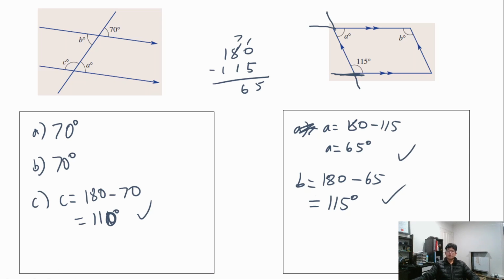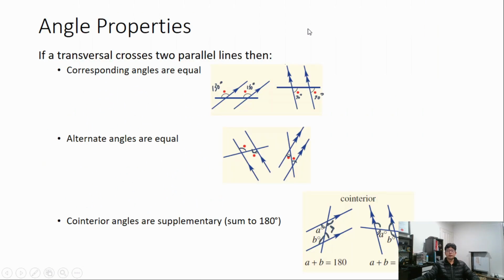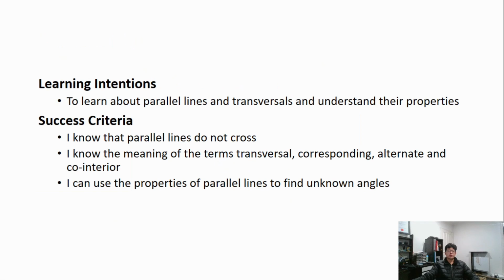Alright, so that brings us to the end of this video. Hopefully by now you guys are more confident with this topic, and you know that parallel lines do not cross, that you know the meaning of the terms transversal, corresponding, alternate, and co-interior, and you can use the properties of these angles and parallel lines to find the unknown angles.